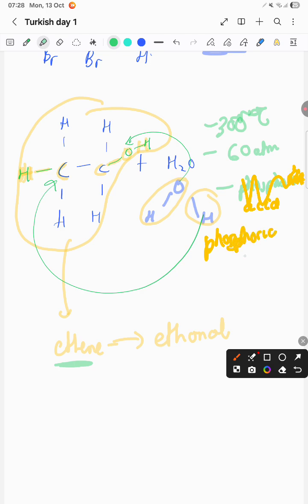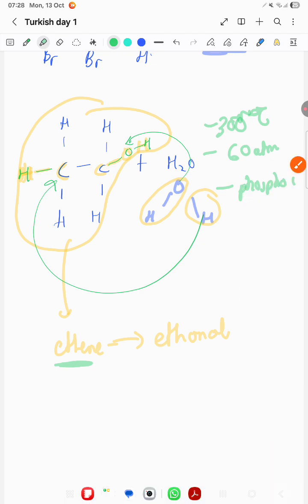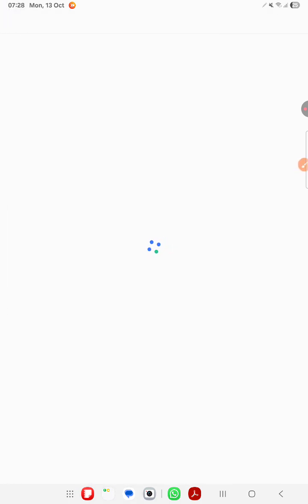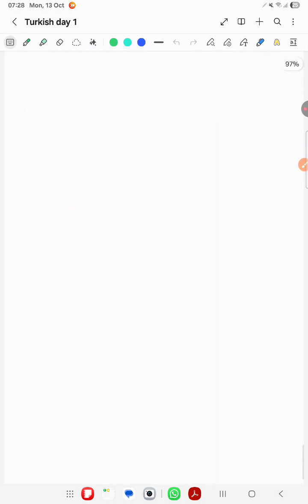Phosphoric acid. That's the catalyst. Okay, so I hope you're clear on that. So how do you make alcohol? All you need is water.